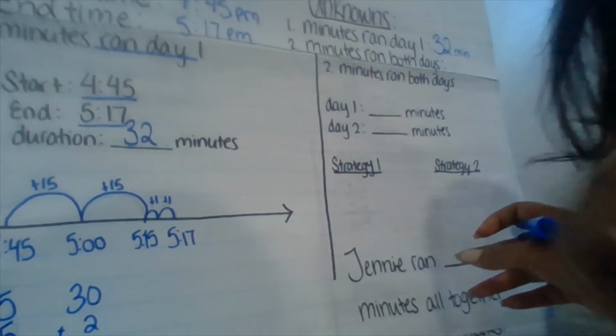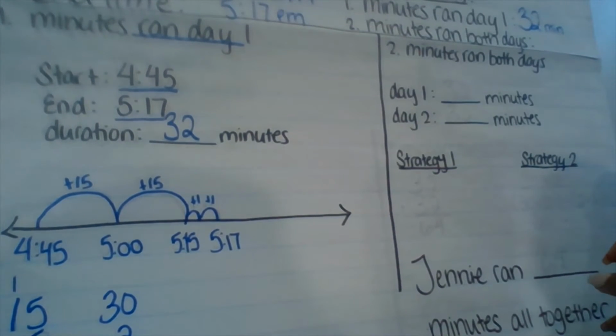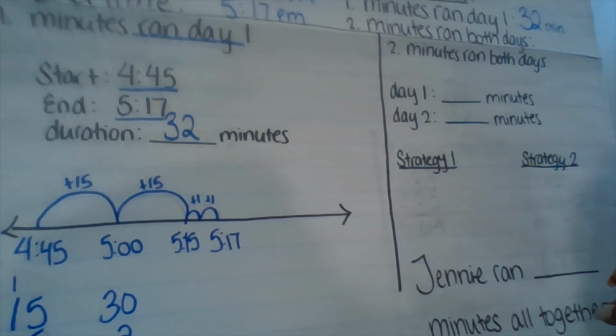However, I'm still left with one unknown. The unknown that I have now is how many minutes did she run for both days? I noticed in my prompt it says that for 2 days in a row, she ran from 4:45 to 5:17. So that tells me, if I visualize, that she's running the same amount of minutes on both days.